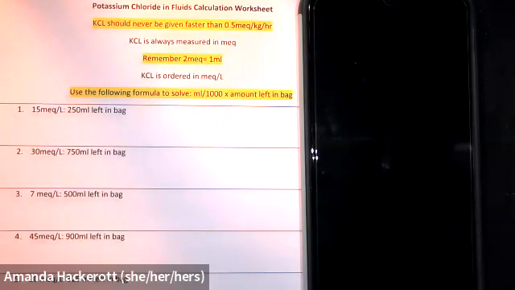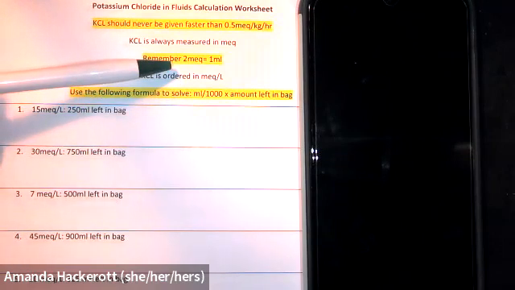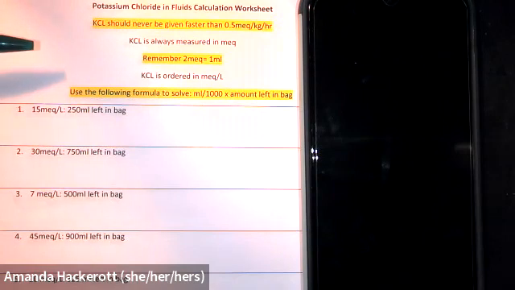All right, in this video, we're going to go over potassium chloride and how we dilute to add to fluids. As you can see, we have a couple notes here. One of the big things to remember, of course, is that potassium chloride is always measured in MEQs or milliequivalents. And we want to remember that 2 MEQs is equal to 1 ml. And so we'll talk about that later when we get to the formula piece and laying this out.